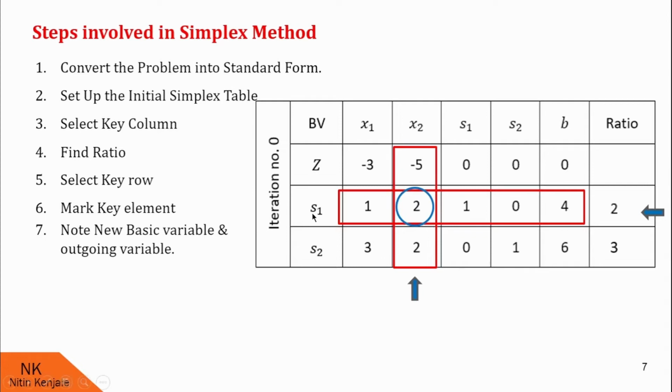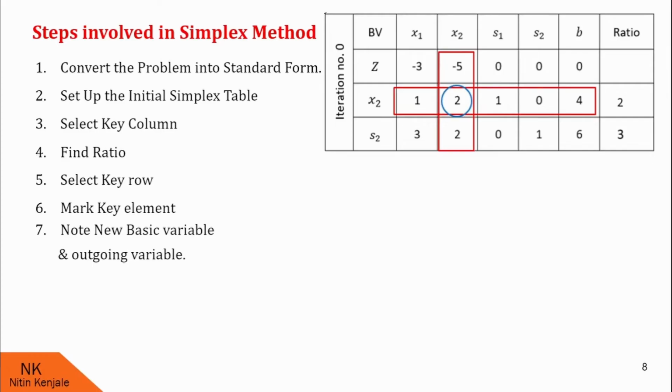The variable at the left of key row is called the outgoing variable and the variable at the top of key column is called the incoming variable. So we will make a note of it by simply replacing this S1 by X2. Now we go for the next step.